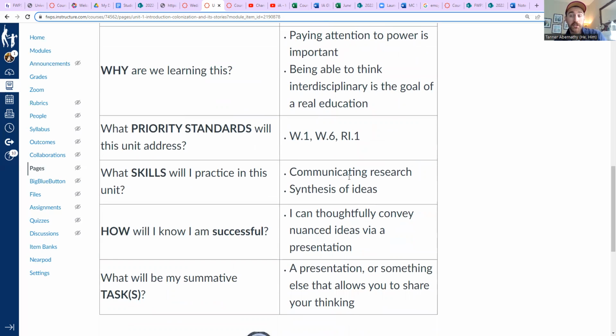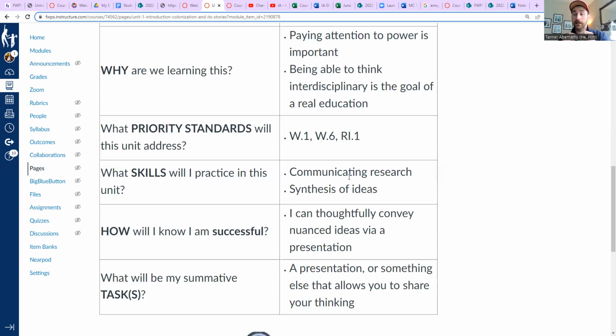You're going to be doing a little bit of research. So you're going to have to figure out, how can I communicate that effectively? And you're also going to have to be able to synthesize ideas. So take two different things, right? And see what they have in common. How do they interact with each other? How do they talk to each other, right?